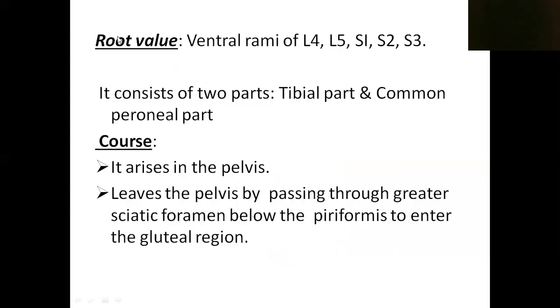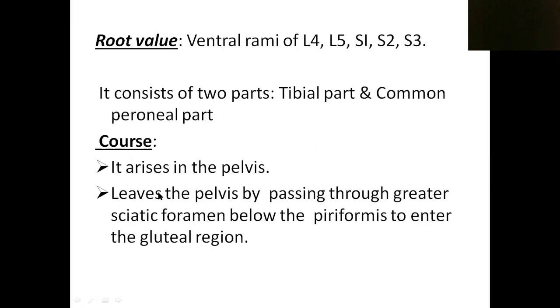Now the details. First, the root value. It arises from the ventral ramus of L4, L5, S1, S2, S3. That means the ventral ramus of the fourth lumbar nerve, fifth lumbar nerve, then the first sacral nerve, second sacral nerve, and third sacral nerve. So this is the root value. It consists of two parts, the tibial part and the common peroneal part. We'll see the details of those later.